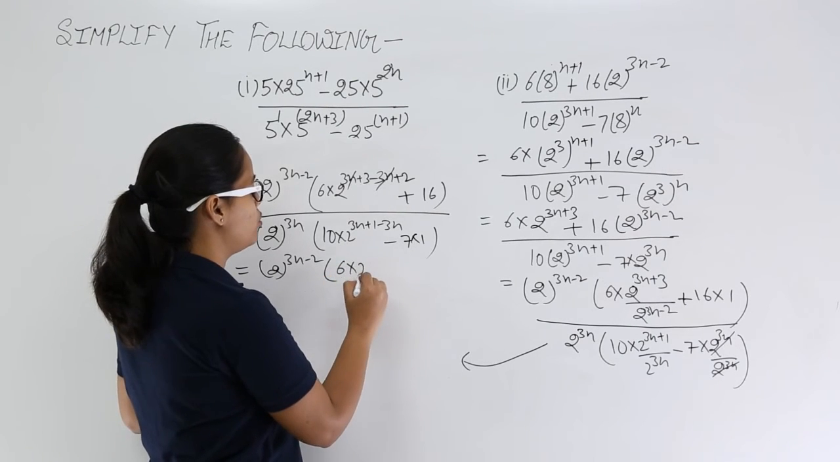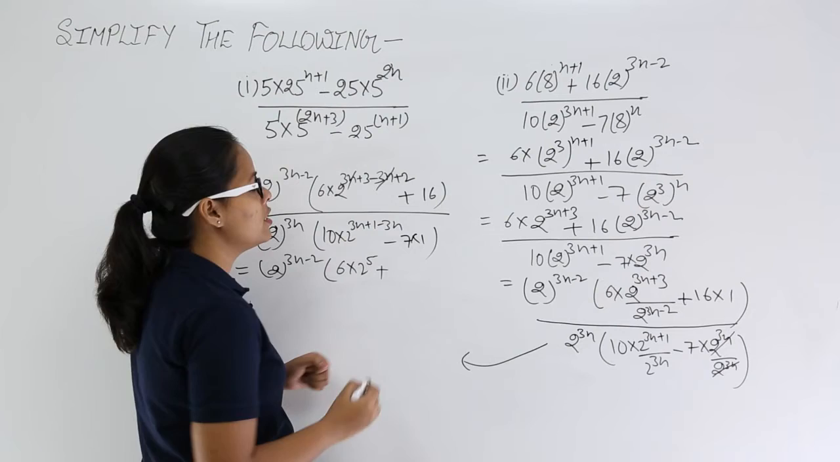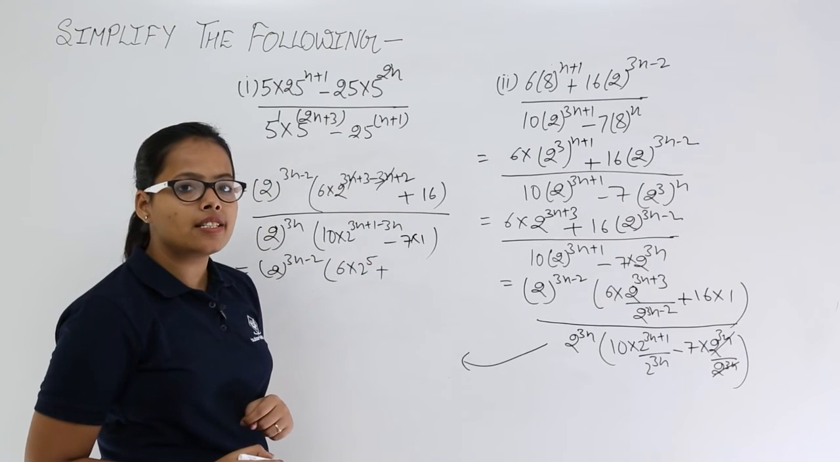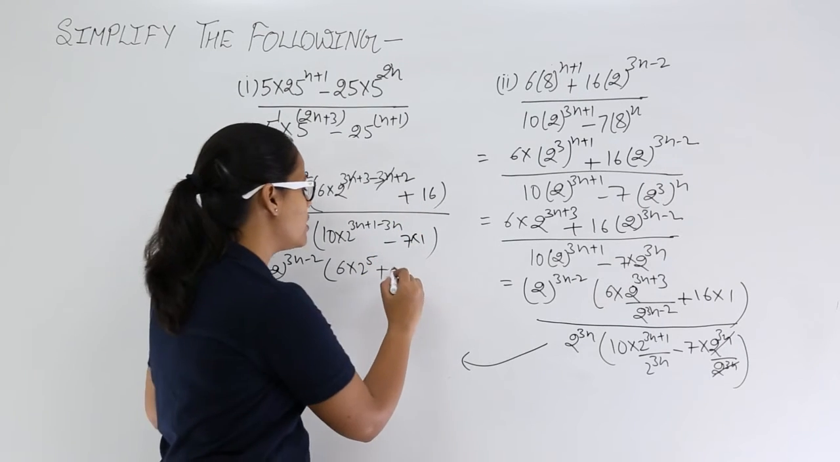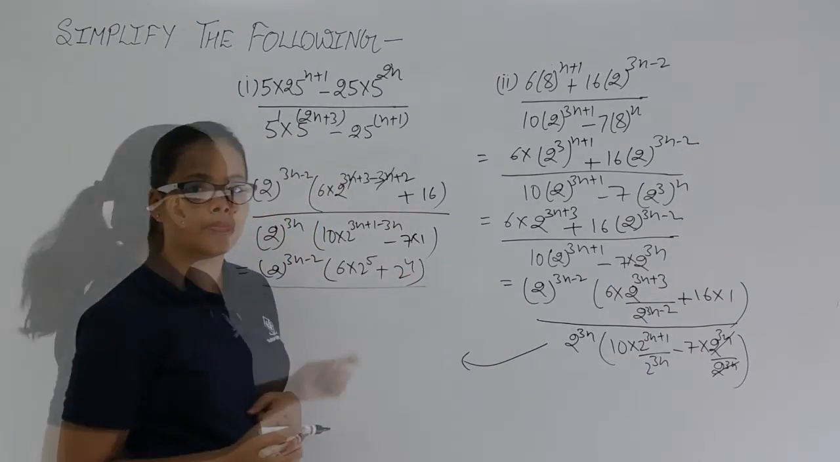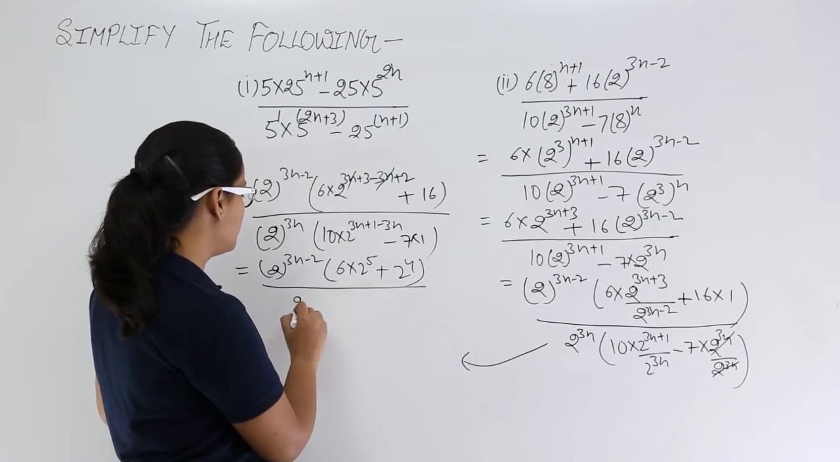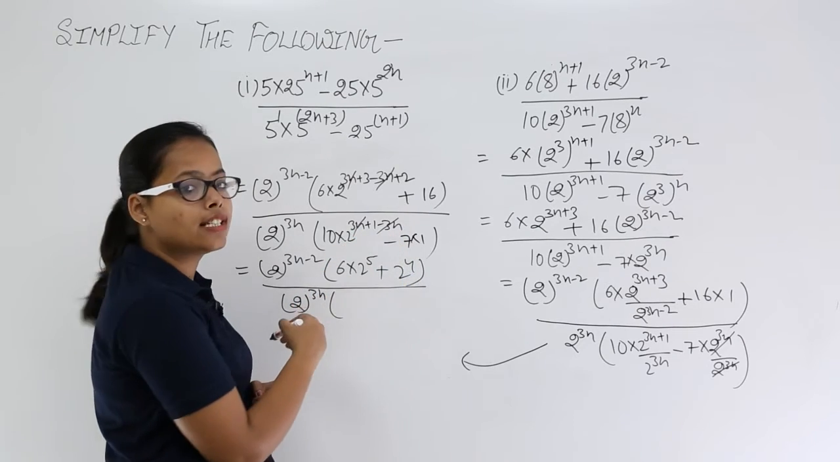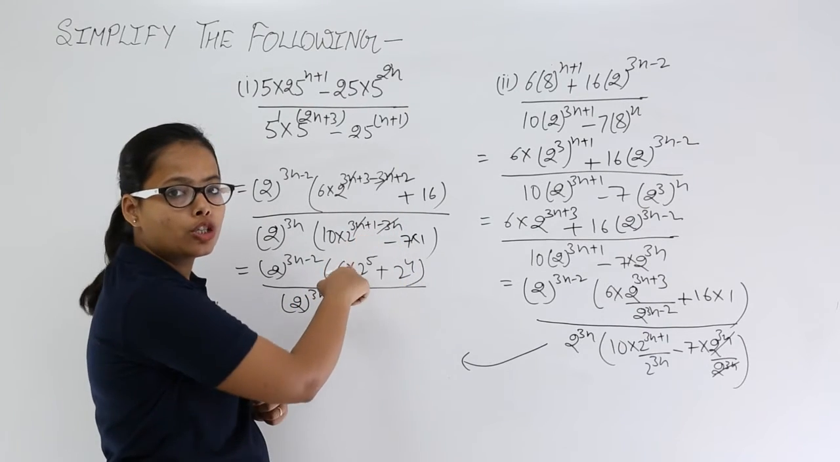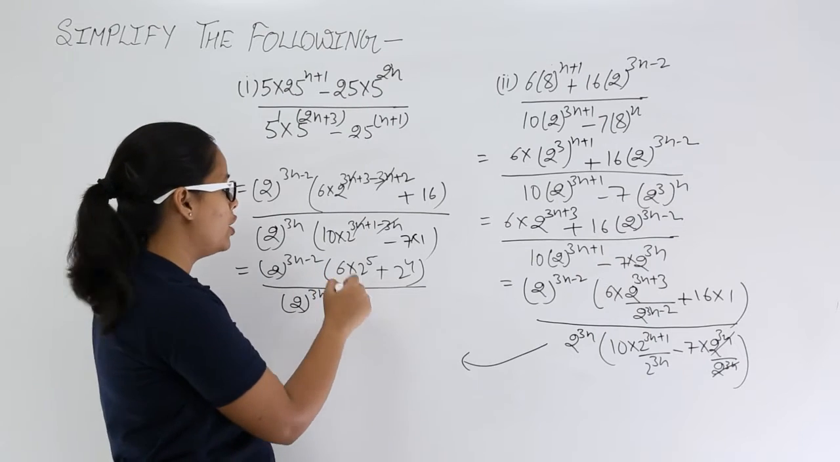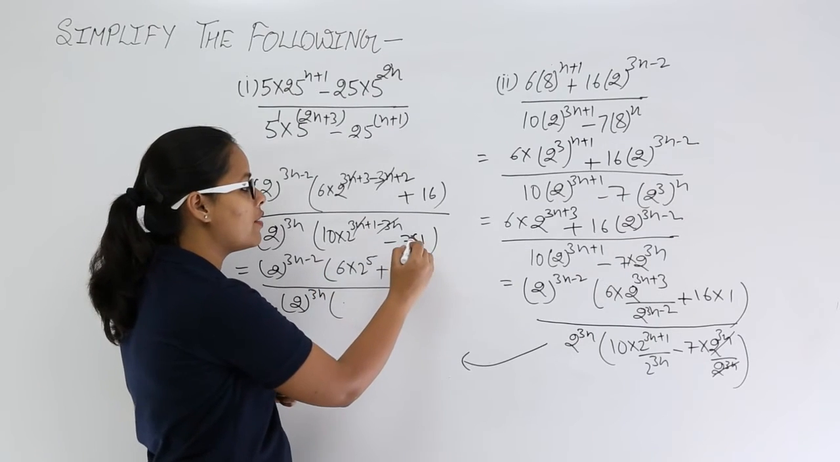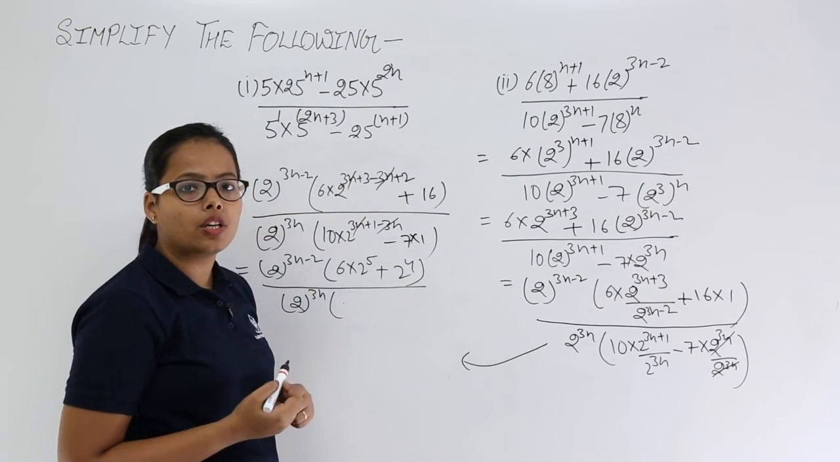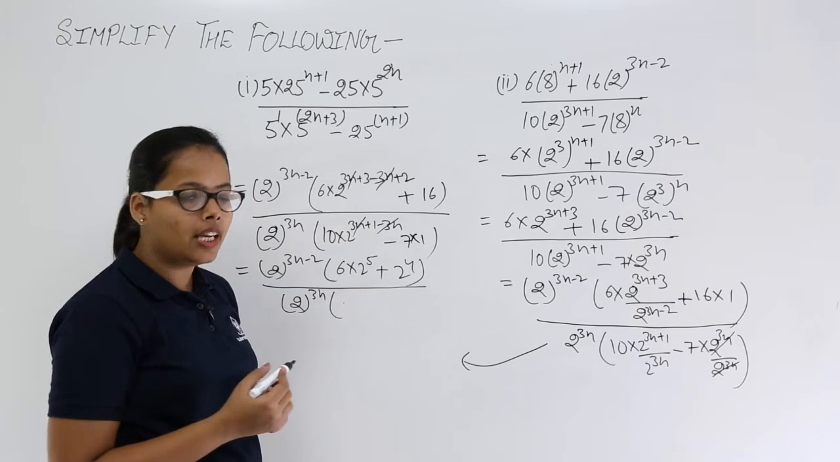which means 6 into 2 raised to power 5, plus you can write 16 in the power of 2 as 2 raised to power 4. Now here what will you get? 2 raised to power 3n, here 3n and 3n will get cancelled out. 10 into 2, because 2 raised to power 1 is 2, so 10 into 2 is 20, and 20 minus 7, because this is 7 into 1. 20 minus 7 will be 13.